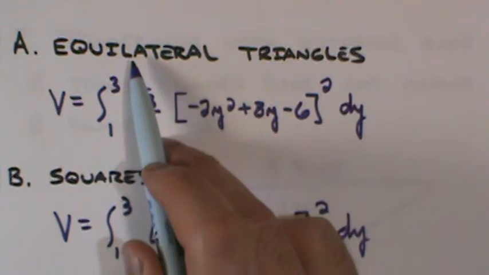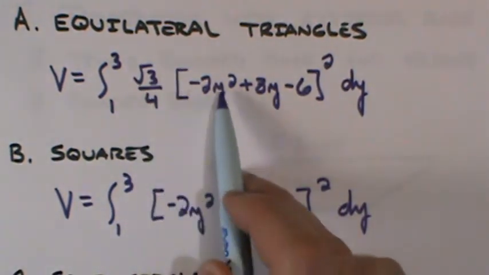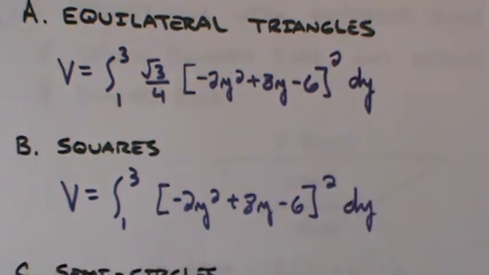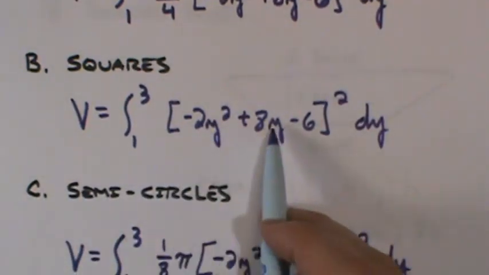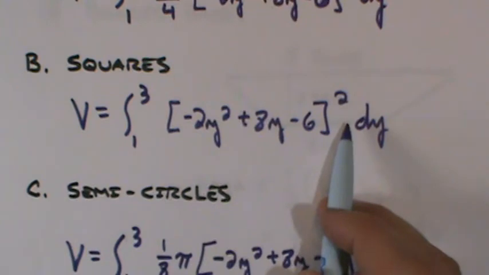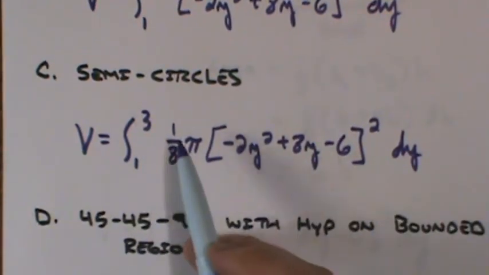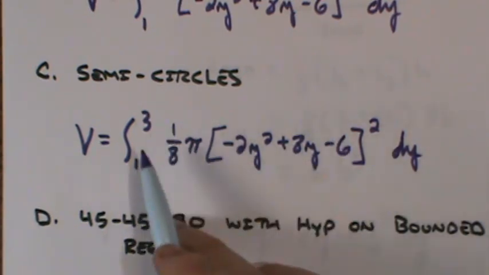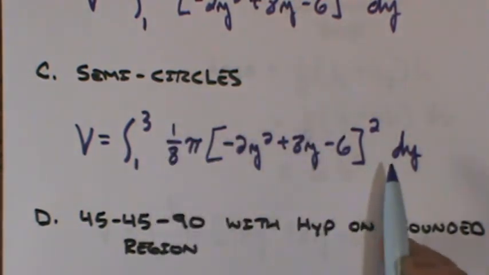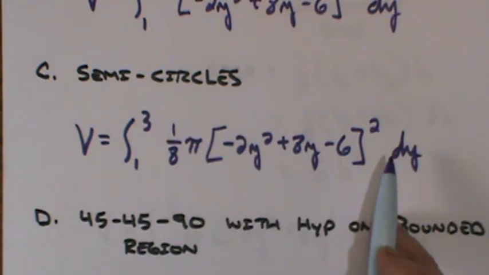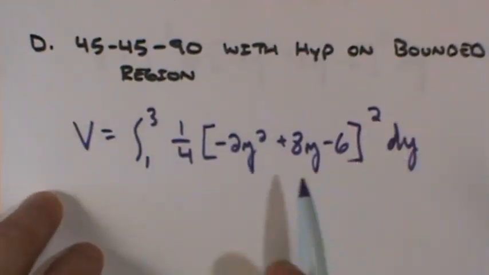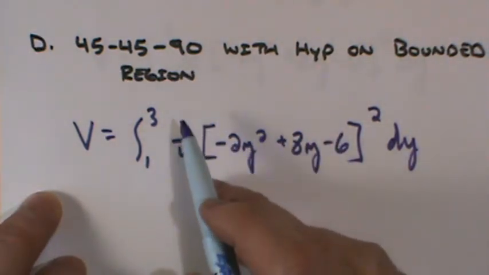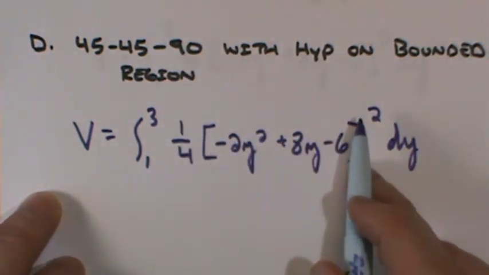For equilateral triangles, it was root 3 over 4 base squared. That's an area. The dy becomes the volume. Squares, it's the base squared. That's an area. dy becomes the volume. Semicircles, 1/8 pi base squared. That was the formula we established in a previous video. That's an area. dy becomes the volume. With the hypotenuse being bounded on a 45, 45, 90, the formula was 1/4 the base squared.